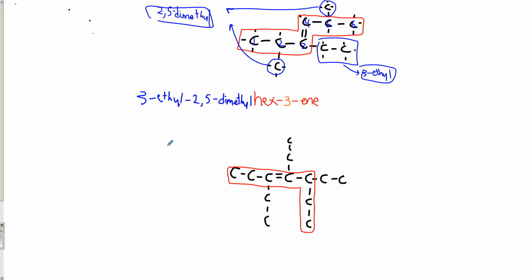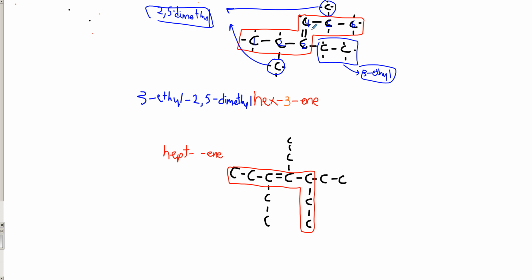Since it's a double bond, it is an ene. Then we find out which way gives me the lowest number, and then I'm locked into counting that way. You can't count one way for your double bond and then count the other way for the numbers. As soon as you commit to a specific number and a specific counting direction, you're locked in. So you can't change it.